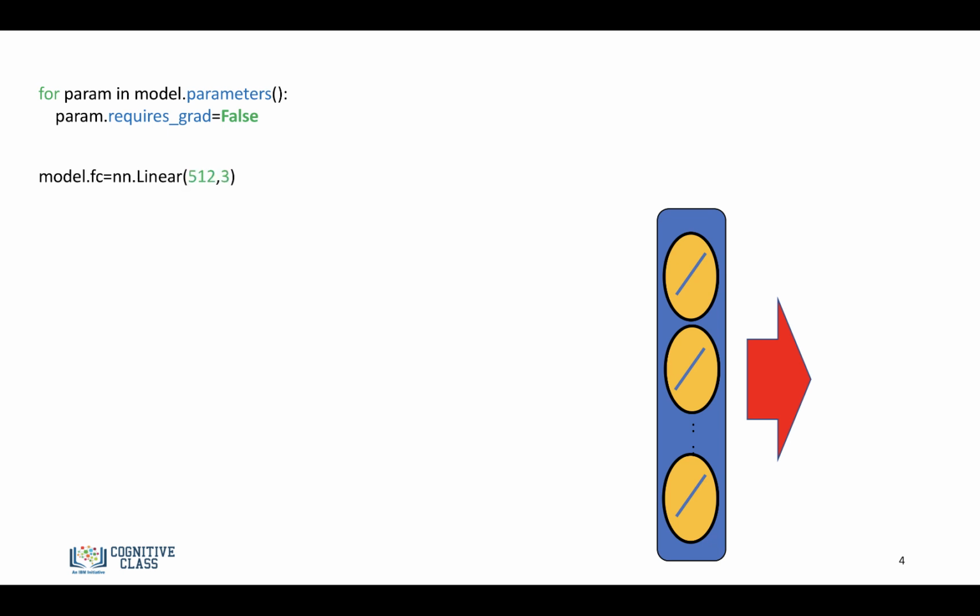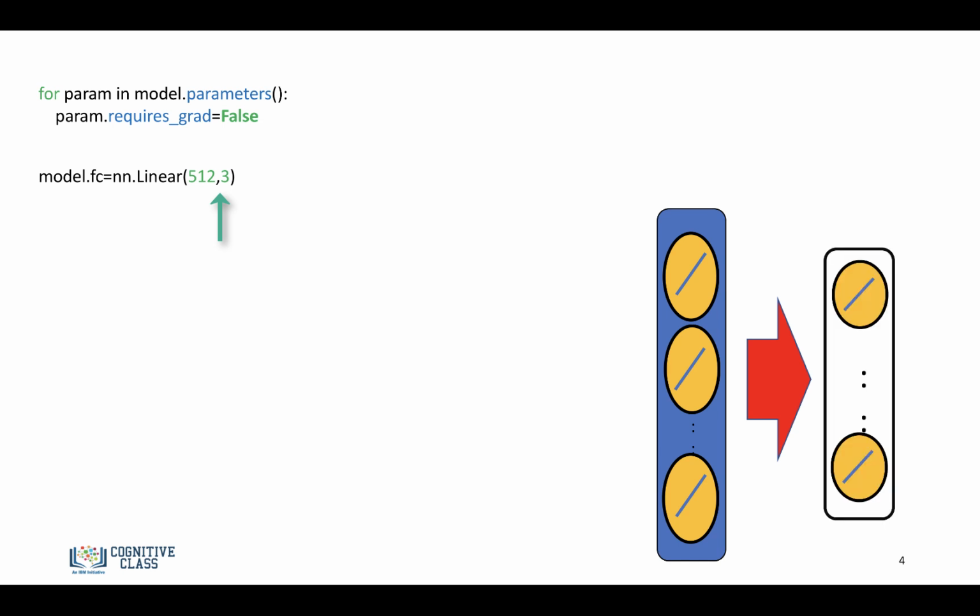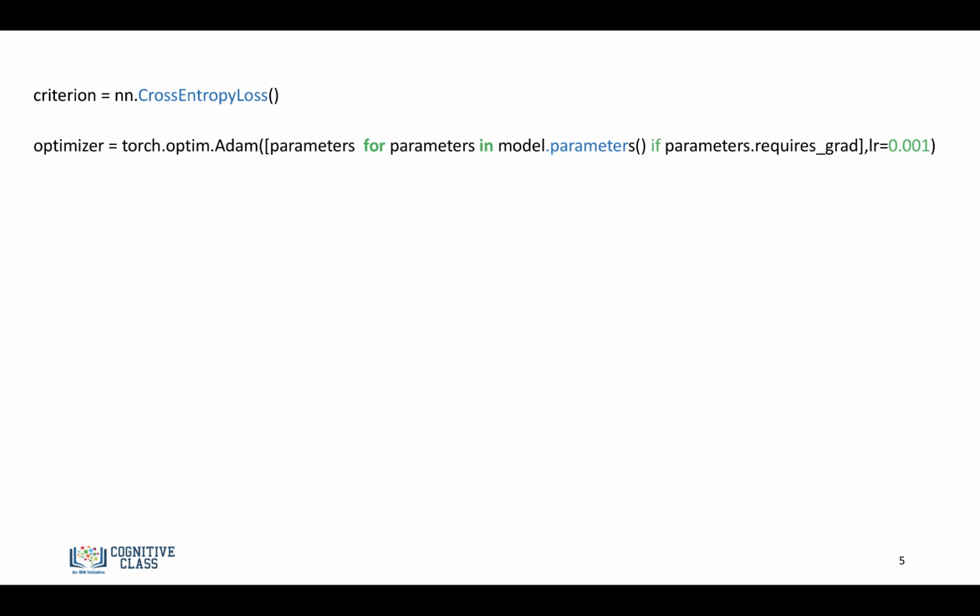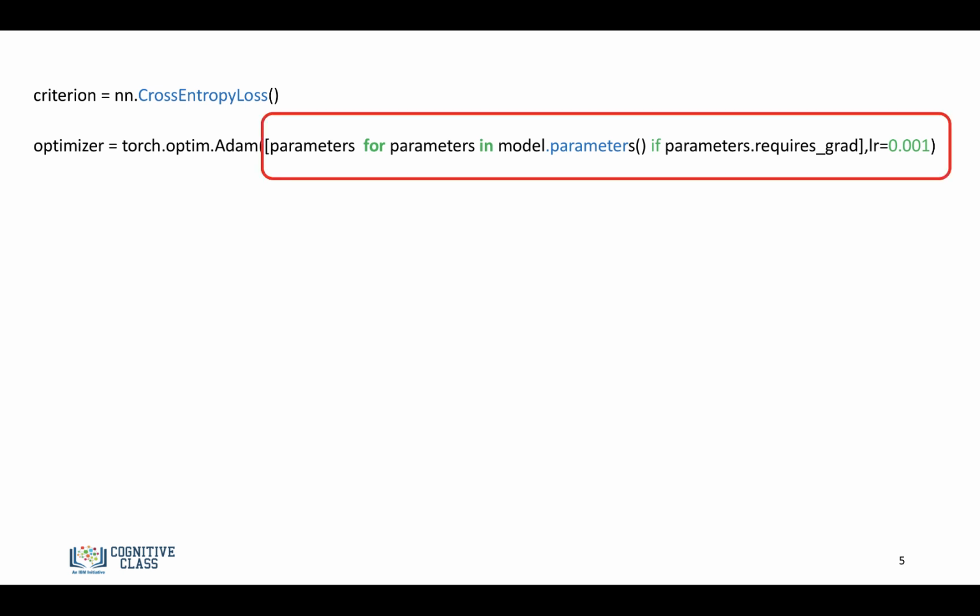So we'll create another fully connected layer. And in this case, we're going to have three classes, noted by this parameter over here. 512 will be the number of inputs from our hidden layer. And then we'll create a loss function. And for our optimizer, the only thing we're going to adjust is we're going to only optimize the parameters where requires_grad equals true. And you can use any optimizer.